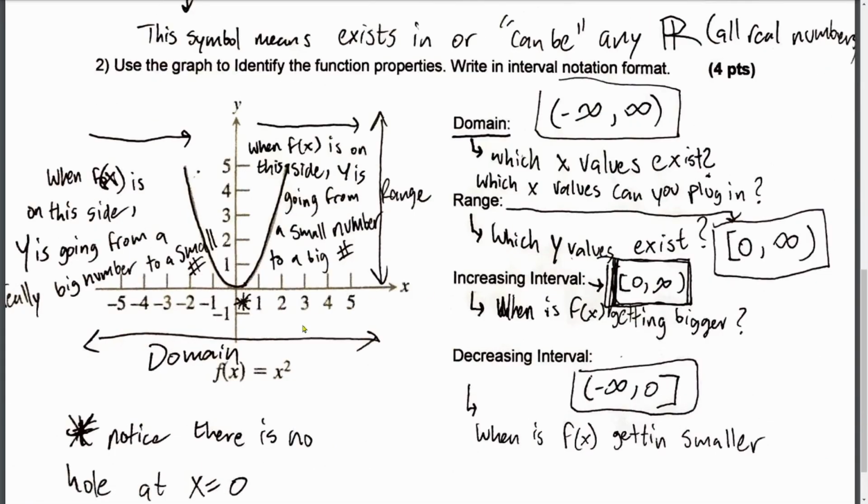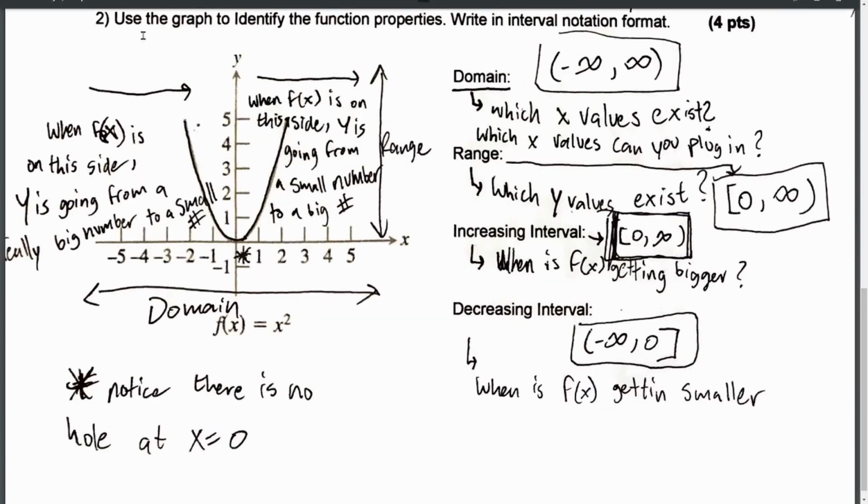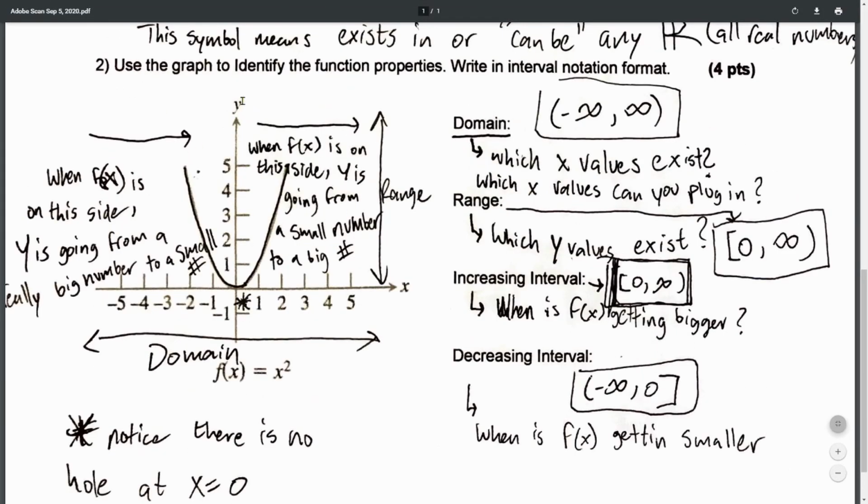Again, here we have another one of the graph questions. So use this graph to identify the function properties, write in interval notation format. So first up is domain, which is all the x values. So where do the x values exist? Which x values can you plug in? So you can see here you can use any x values. There are no holes in the function. So the domain would be from negative infinity to infinity.